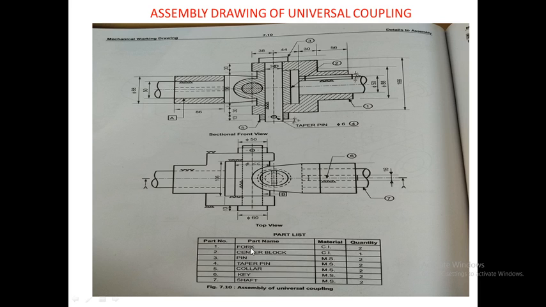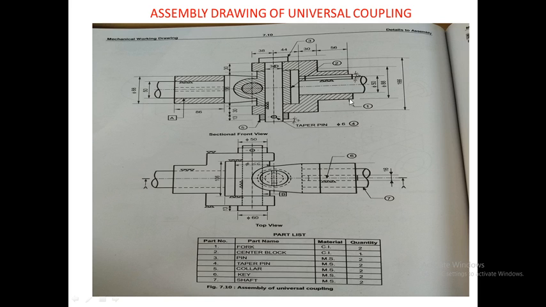Part number one is the fork, which is made up of cast iron. C.I means cast iron, and it is present in two quantity. We have seen that the fork is present in two quantity. One was the vertical fork and the second was the horizontal fork. Now we will locate this fork which is made up of cast iron in this assembly drawing. So the part number one, we will see where it is.